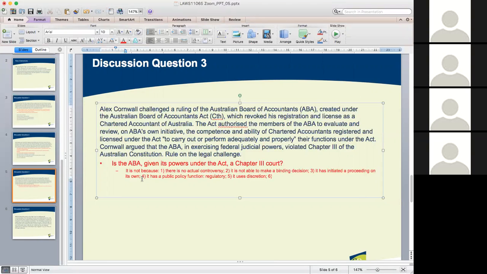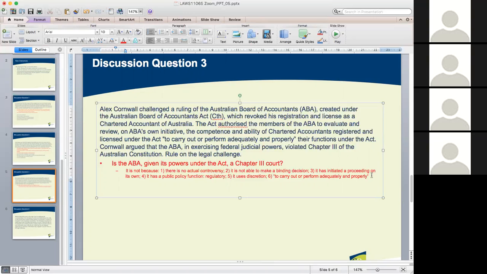The language is also very broad, whereas... Which one? Which language is broad? I beg your pardon. The language to carry out or perform adequately and properly. That's very broad. It's not specific and it's really not measurable, except subjectively. Okay, that's good, but it's not so much that it's broad. What's the problem with that kind of criteria for decision making?